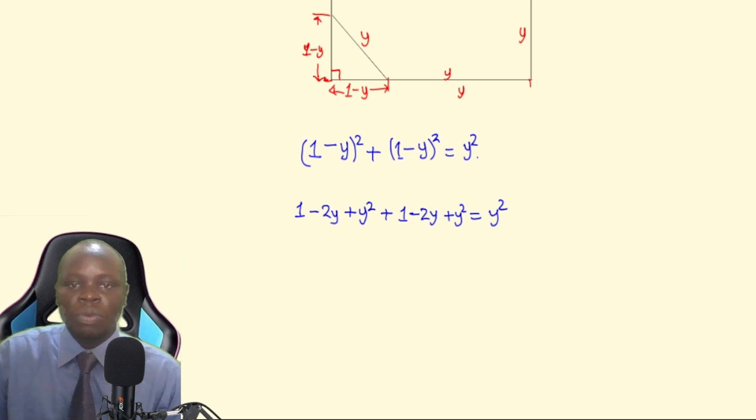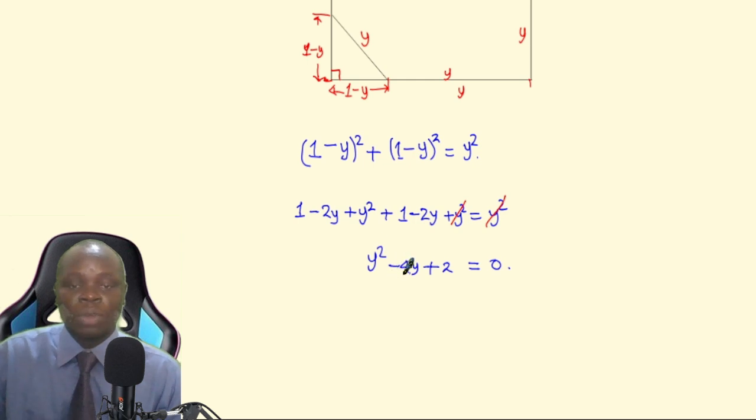And we also see here that if you have the same term on either side, they will cancel. So let's reduce our work by cancelling out this y squared, and we have here y squared minus 4y plus 2 equals 0.